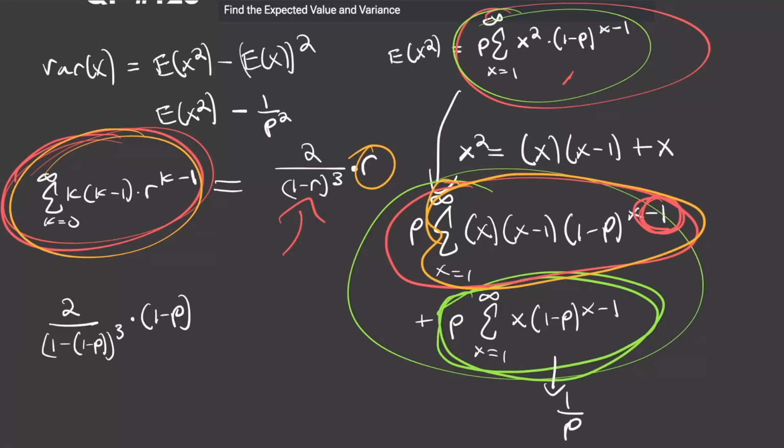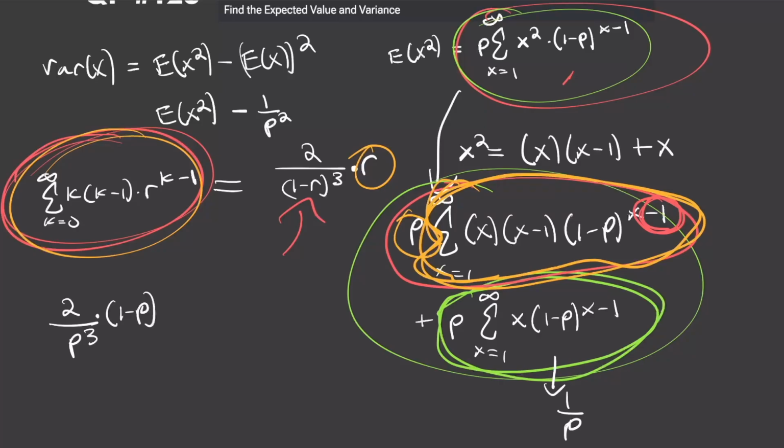When I plug in 1 minus p for r, I get this equation down here. Now this is going to simplify to just be p, so I have 2 on p cubed times (1 minus p). So that's what the sum in orange right here looks like, so now we need to multiply that term by p. When I do that, one of these is going to cancel on the bottom, so over p squared, and then we still need to add on our 1 over p, so plus 1 on p.